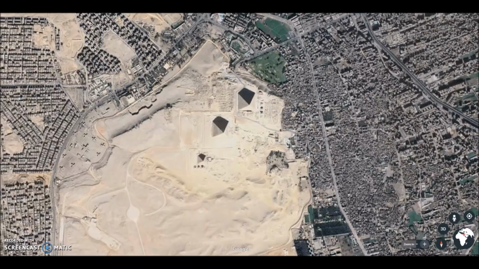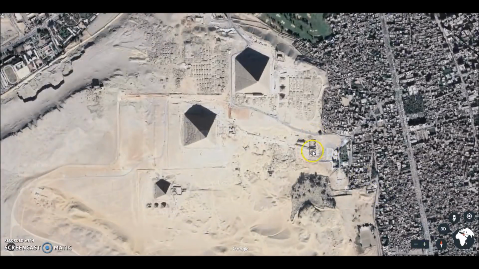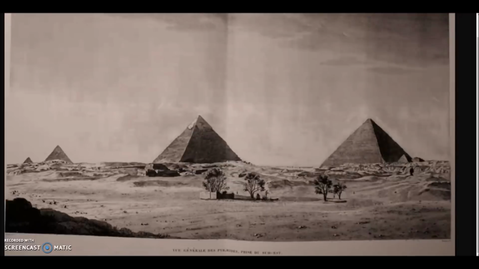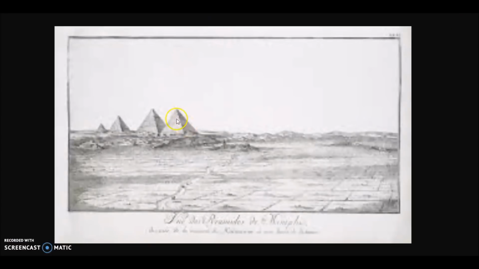But this, of course, is the Giza Plateau, the Giza that we are all familiar with, the pyramids and the Sphinx and the ancient tombs. Now, I mentioned Ancient Architects did a video on this, and Charles Koss also did a video on this, where old drawings seem to hint at a fourth pyramid. And this is a subject I honestly didn't know what to think. Here is another pic, and here is that one.